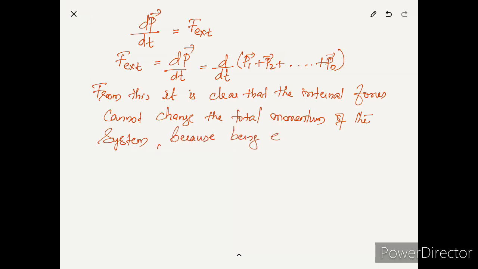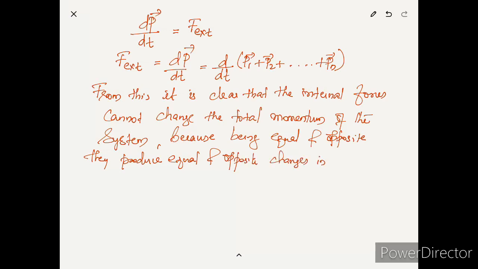Being equal and opposite, they produce equal and opposite changes in momentum. So now what we said is that this is an important point. The internal forces cannot change the total momentum of the system. It means to change the total momentum of a system, we should apply some external force.